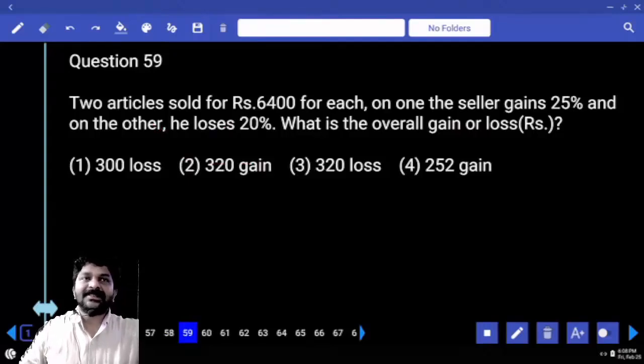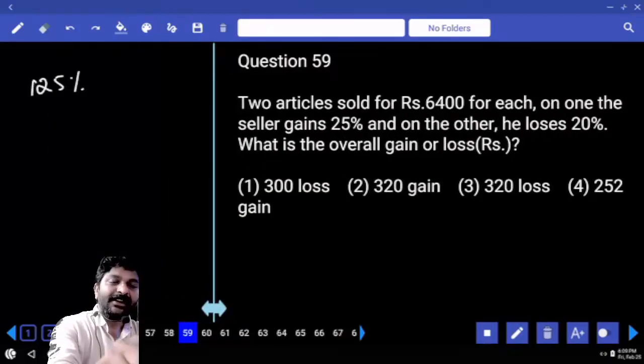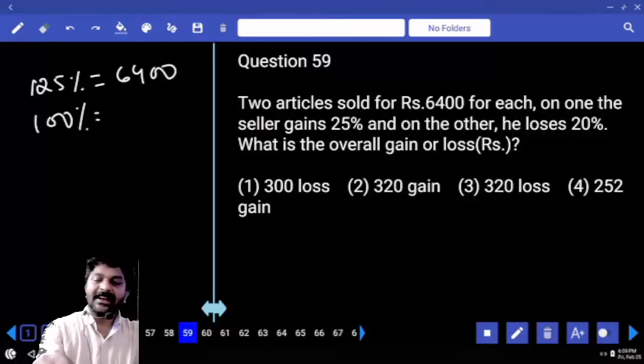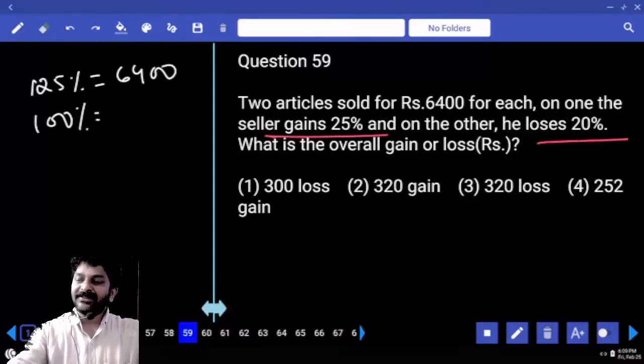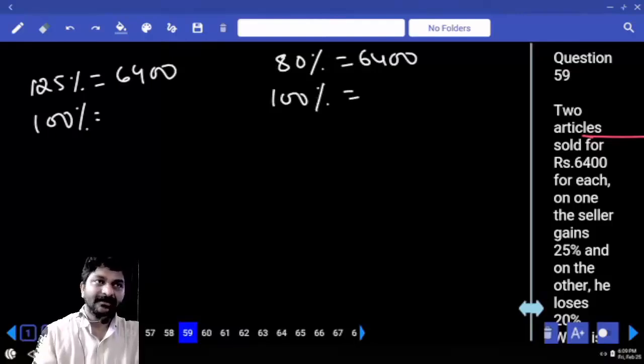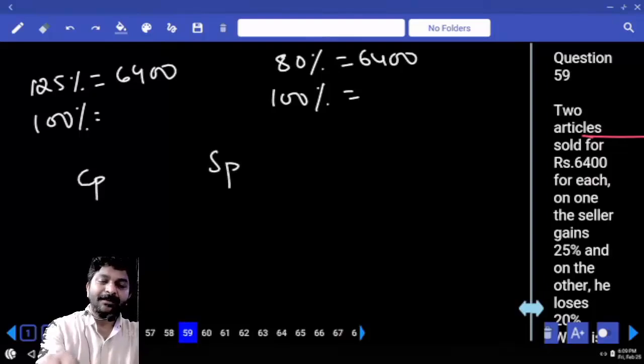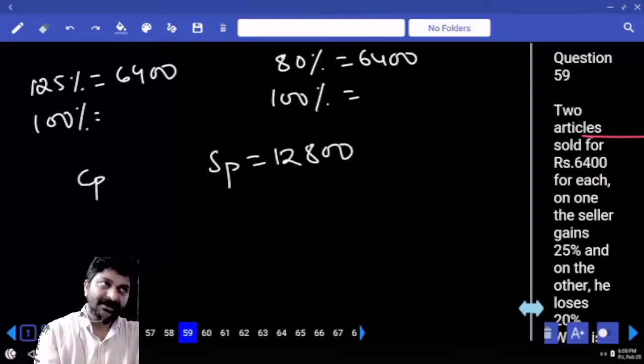2 articles are sold for 6,400 for each. So that means selling prices are equal. On one, the seller gains 25%, the other he loses 20%. So on first item, selling price is equal to 125%, which is equal to 6,400. Cost price in the sense 100%. Second item, he loses 20%. That means 80% is equal to 6,400. 100% is equal to how much? So using this, you need to get total cost price. You know the total selling price is equal to 12,800, each item 6,400.